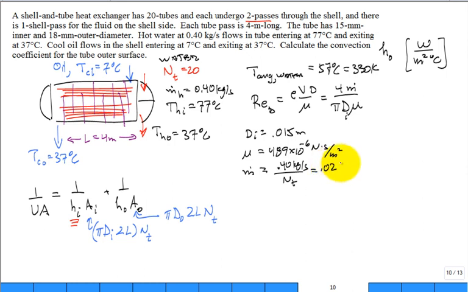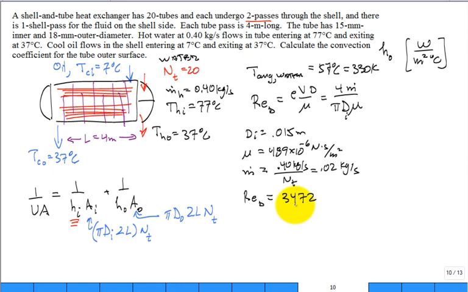0.02 kilograms per second. And when we calculate the Reynolds number, we get 3,472. How do I interpret that Reynolds number? Barely turbulent, but turbulent nonetheless. Okay. You could check the entrance region. How long will it have to go before it's fully developed inside each of those tubes?